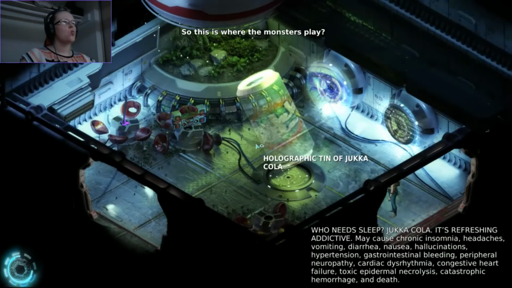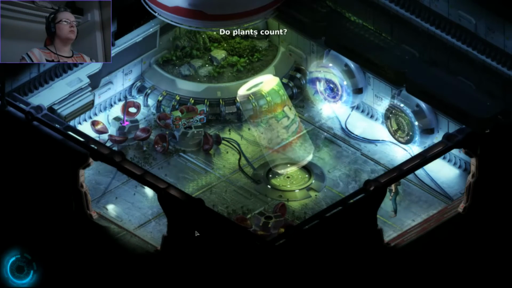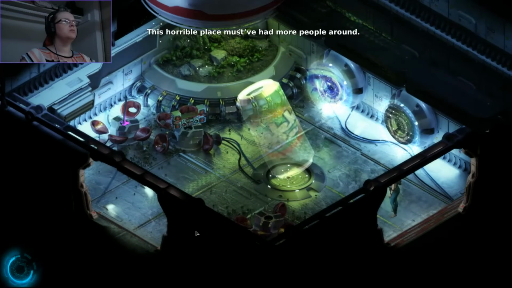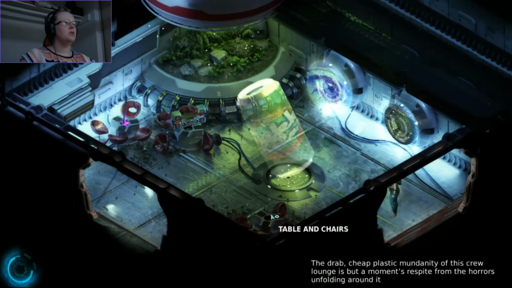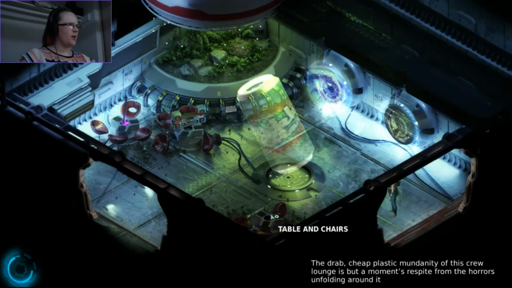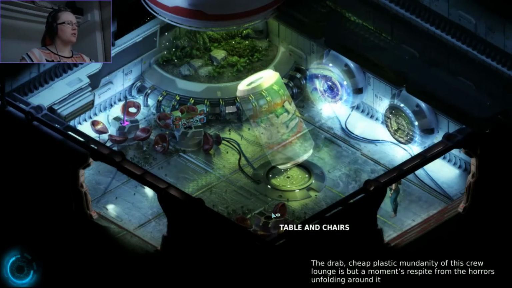So, this is where the monsters play. Still no sign of anyone? Do plants count? This horrible place must have had more people around. Table and chairs. The drab, cheap plastic mundanity of the crew lounge is but a moment's respite from the horrors unfolding around.